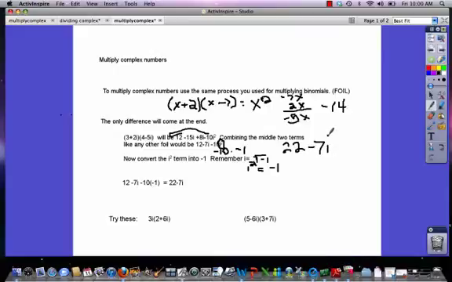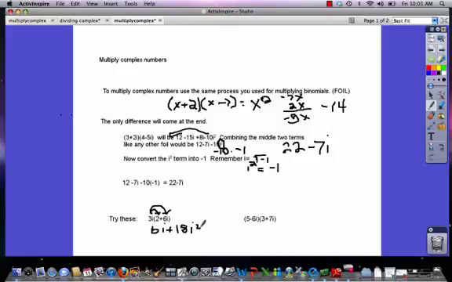All right. Let's try another one. Okay, so then let's try this one. Now, this one's not binomial times binomial. It's monomial times binomial, so that's a little easier. I'm going to multiply this times this, and I'm going to get 6i. And then I'm going to multiply this times this, and I'm going to get 18 i squared.